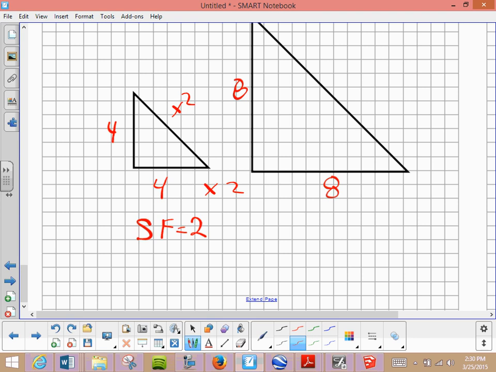Well, that means you're not dividing, you're multiplying. All of them get multiplied by 2. Every single side gets multiplied by 2. You cannot just multiply one side and not the other. It has to be proportional. Otherwise, it's no longer similar.